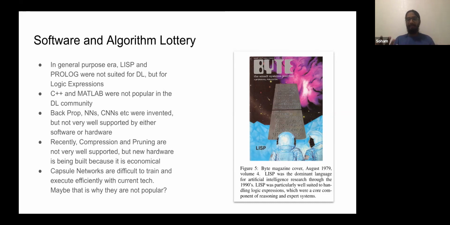And this also begs the question about other algorithms, like for instance capsule networks, which were released by Hinton himself. These are actually difficult to train and execute efficiently with our current software and hardware stack, and so maybe that's why they're not that popular. We don't know, but that could be one of the reasons why we don't see capsule networks being used that often, even though in a lot of cases they have shown better results.